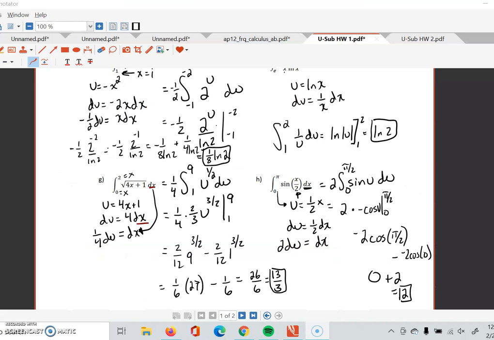So I just filled in the answers there for you. The first one is 1/8 the natural log of 2. The second one is just the natural log of 2. Letter G is 13/3, and letter H is equal to 2.